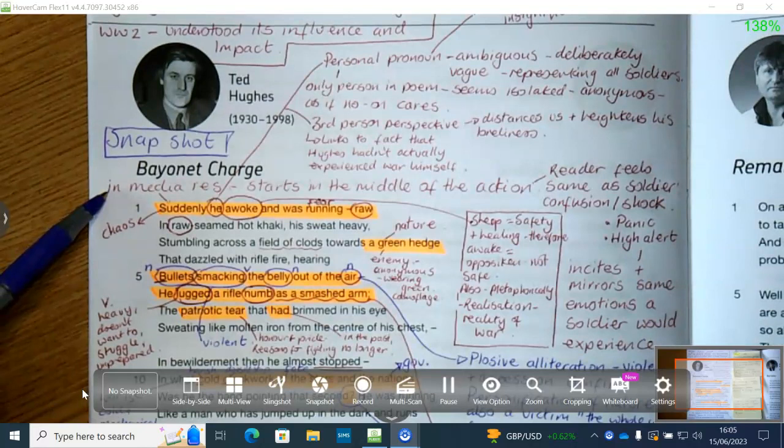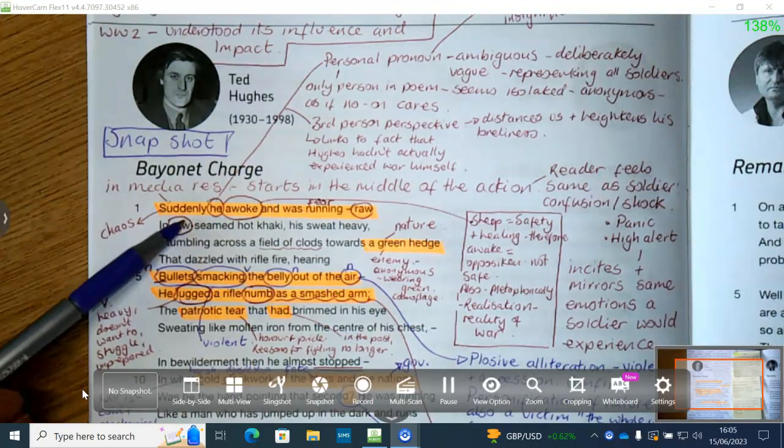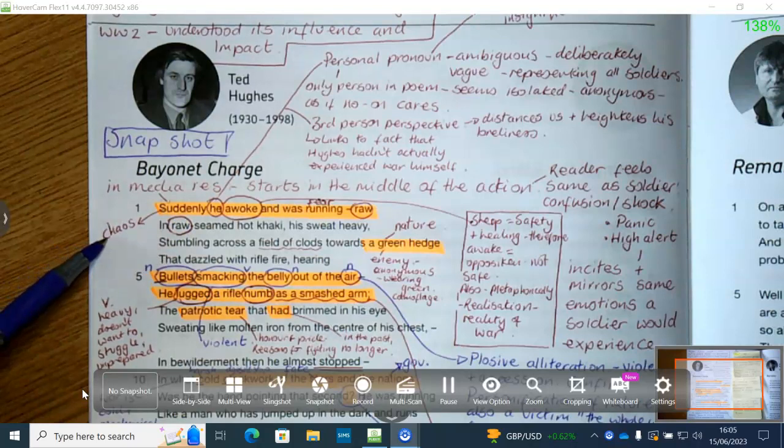Firstly, we need to mention the method that's being used here, which is in media res. That means that it starts in the middle of the action. Something's already been established, this soldier's already gone to war and is on the battlefield in the trenches, and then suddenly they wake up. The word suddenly has connotations of chaos, which is firstly establishing our interpretation of what it's like to be at war.